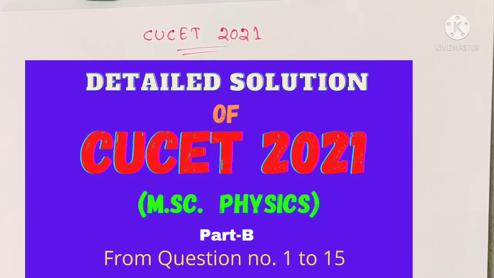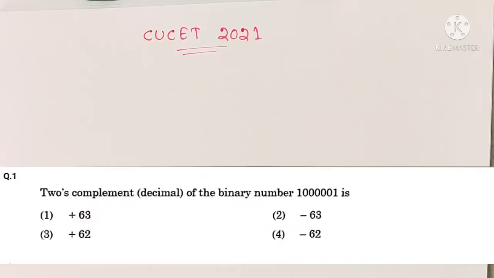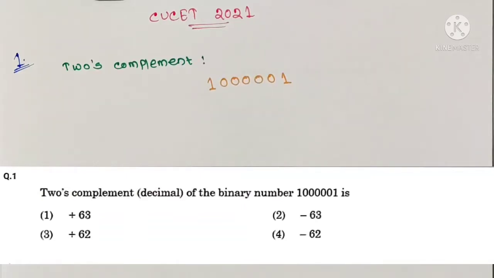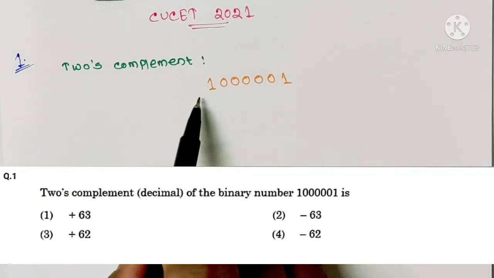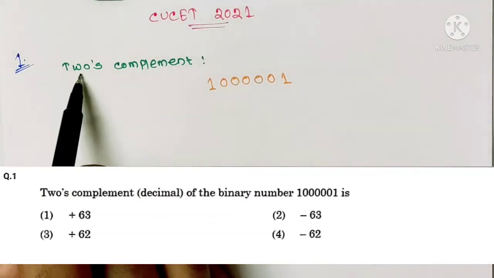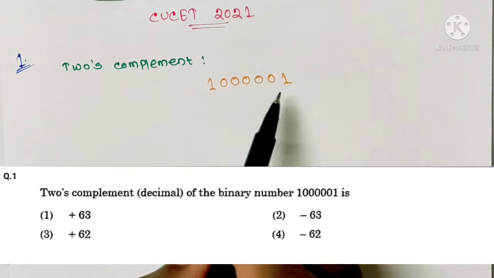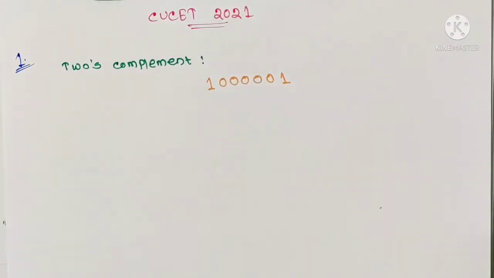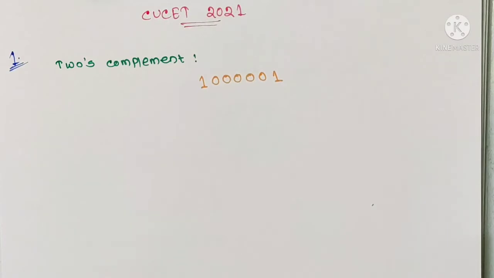Let's start our discussion and solve the question paper of CUCET 2021. Question number 1. 2's complement of the binary number is. So we have to find the decimal equivalent of 2's complement of this given binary number. So let us see how to first find the 2's complement of this given binary number.